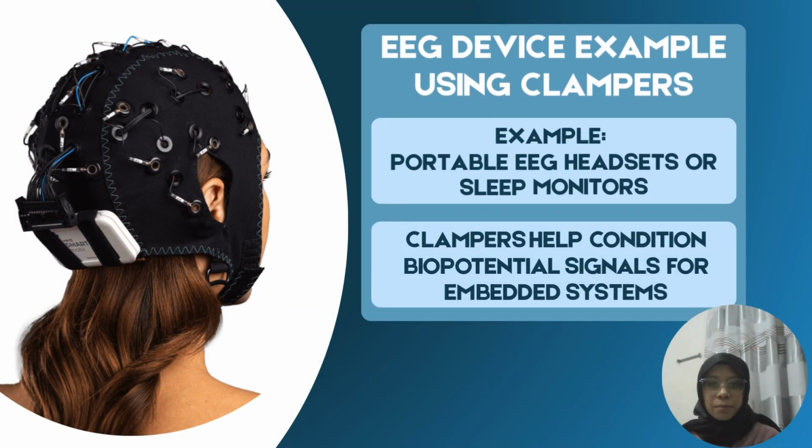A real-world example would be portable EEG monitors or sleep study headsets, which require compact, energy-efficient electronics. These devices use clampers to condition the signal before it is digitalized and analyzed. Without this signal conditioning, the EEG data collected would be unreliable, especially in mobile or home environments.